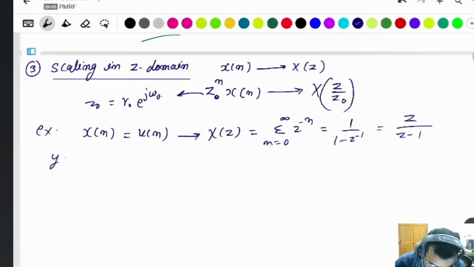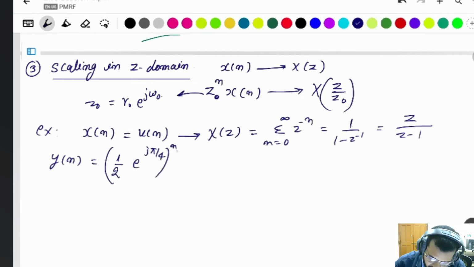Suppose there is a function y[n] that has multiplication of half e to the power j pi by 4, raised to the power n, times u[n]. Z naught has some r naught, so a constant value of r and omega. Then what is the z transform of this one?